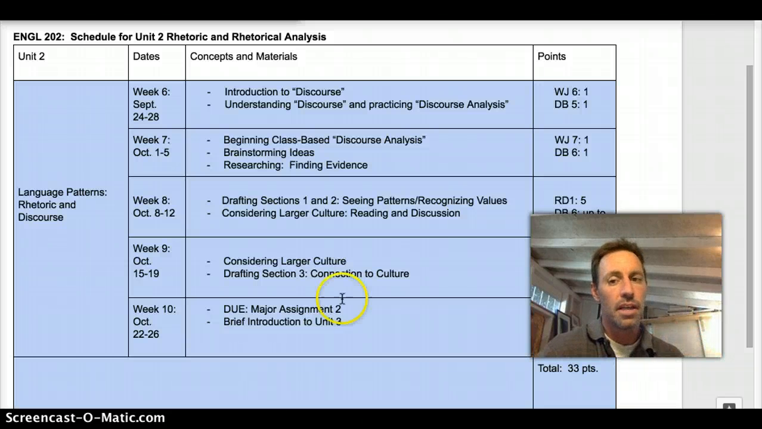Realize, of course, that the drafts are worth 5 points each, and so that makes the final worth 15 points. So 25 points for the whole project, and then we've got additional points for some of the writing journals and the discussion boards. So I hope that that gives you a sense of how the course will operate over the next 4 weeks.